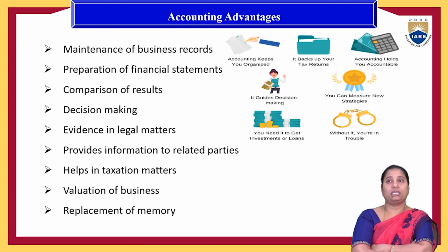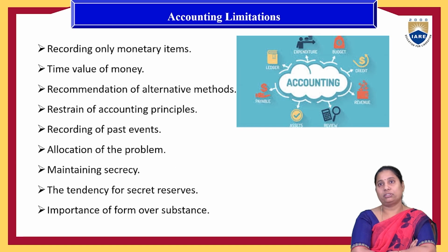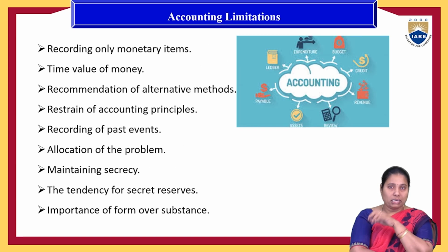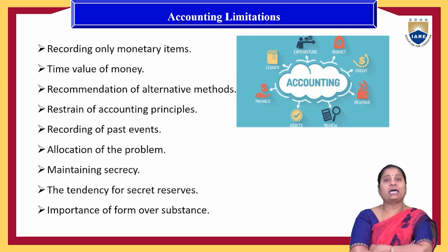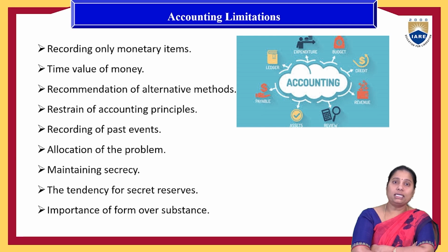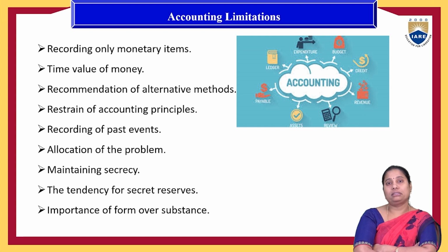For all these things, they require this accounting information, and its limitations are that it records only the monetary items. It won't take qualitative items into consideration. That too, it is based on the time value of money, meaning it records only the original land value amount which they have spent, but it won't record the market value of the lands or the buildings, etc. And there are alternative methods. They will use many methods like depreciation calculations. And it is a restraint of accounting principles.